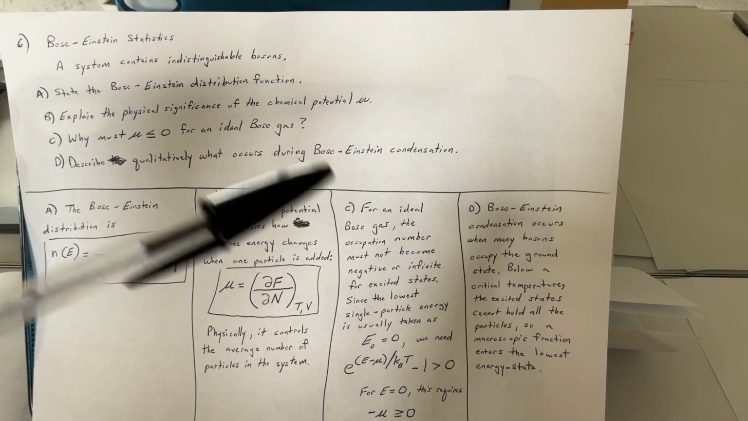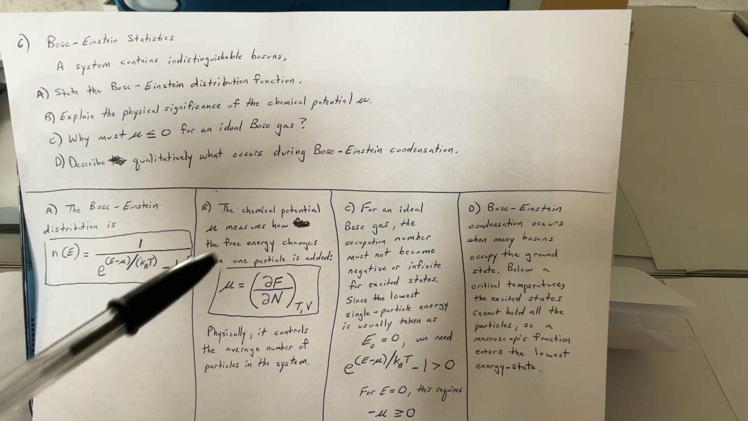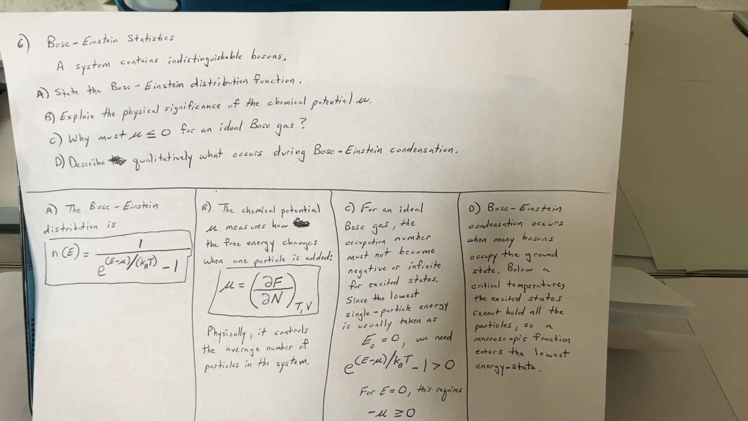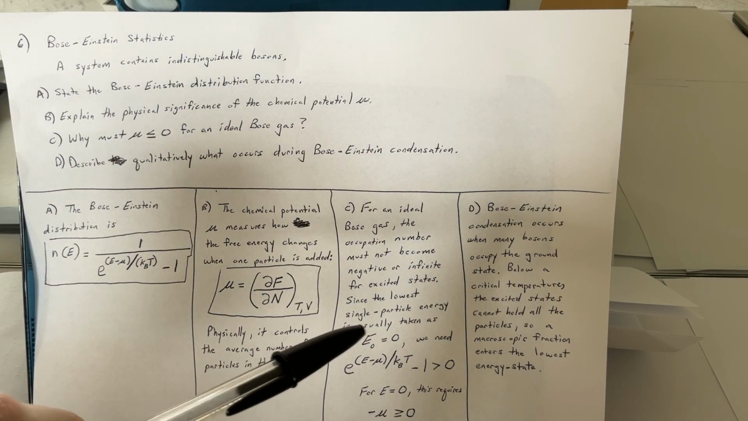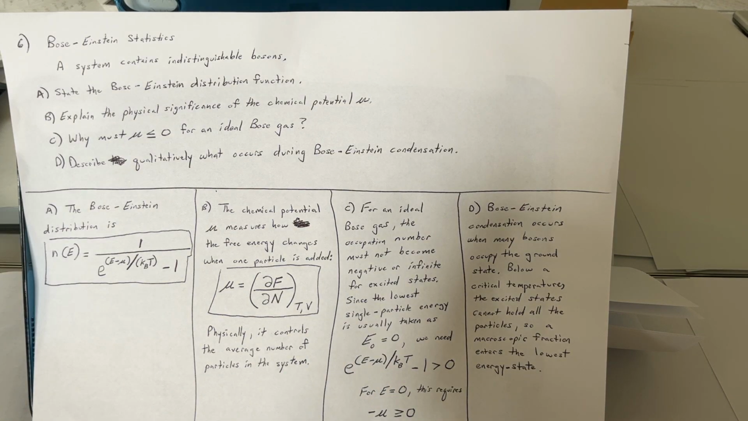Now, for part C, for an ideal Bose gas, here's the question: why must that mu in here be less than or equal to 0 for an ideal Bose gas? Well, for an ideal Bose gas, the occupation number must not become negative or infinite for excited states. Since the lowest single particle energy is usually taken as E sub 0 equals 0, we need e to the quantity (E minus mu) over k sub B T, minus 1, to be greater than 0.